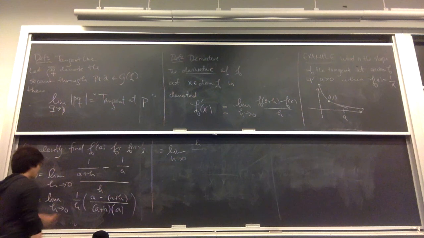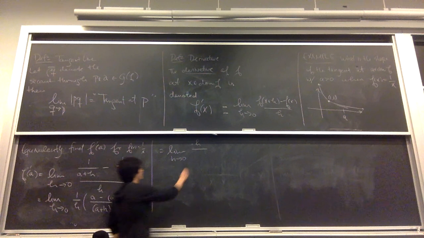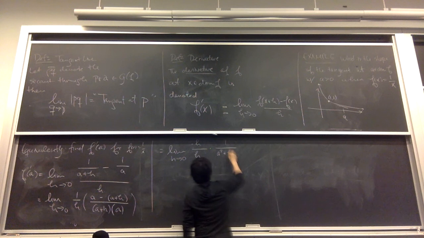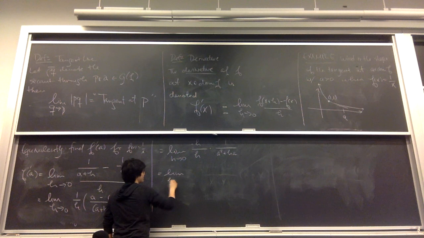On the bottom here, we have h, and then what's left is the 1 over a squared plus ha, okay? So what do we get when we take h to 0 here? Does the limit exist?